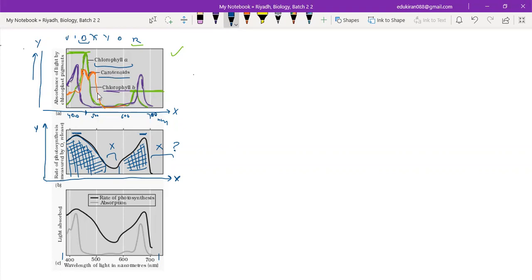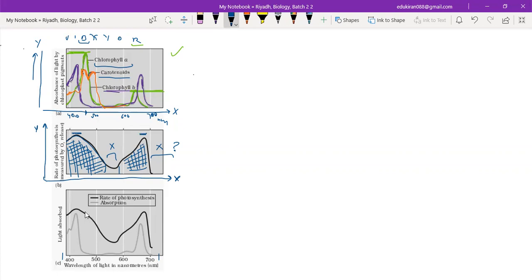But even in spite of this difference, the rate of photosynthesis measured is almost similar in blue light as well as in red light. Is it clear, everyone? Yes.